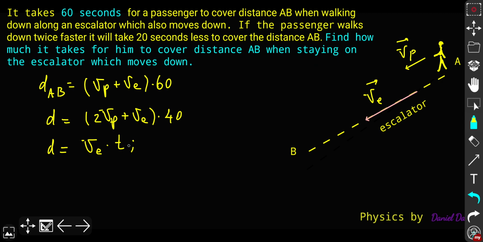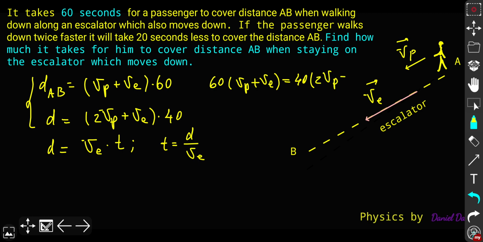So how long it takes, we need to define that time, so we can make time the subject. That's simply D over VE. So our final goal is to express distance over VE, and we can solve the simultaneous equations. Okay, so what we're going to do is equate distances. That means we can say that 60 times (VP plus VE) equals 40 times (double VP plus VE).